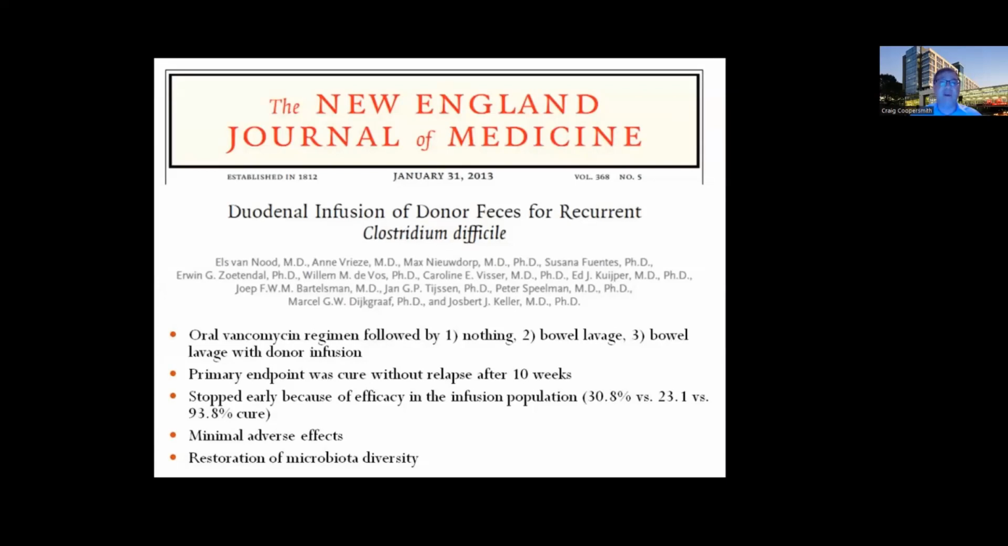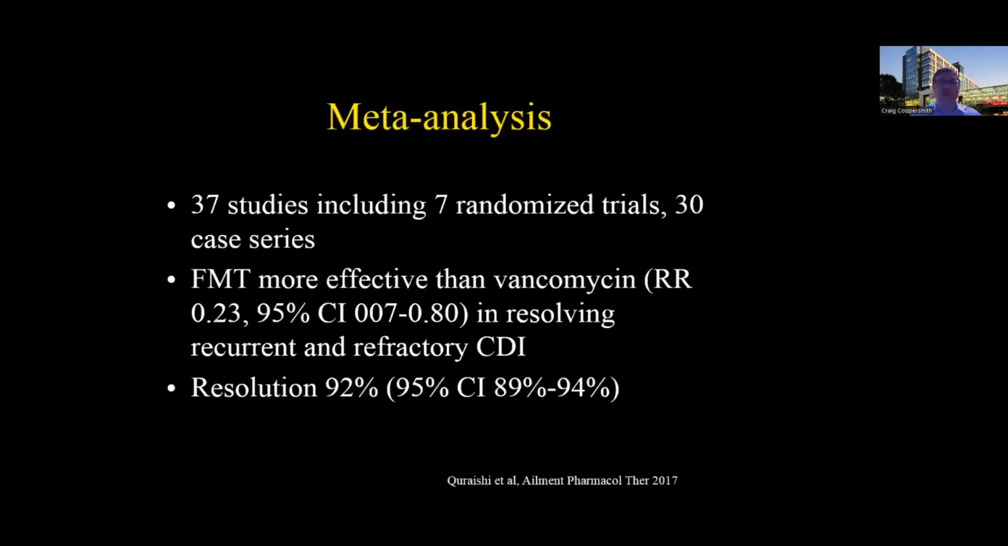And they were treated with either oral vancomycin followed by bowel lavage, or oral vancomycin followed by stool transplant, with the primary endpoint being cure after 10 weeks. And the study was stopped early. This is absolutely remarkable. Efficacy: oral vancomycin, 31%. Vancomycin and bowel lavage, 23%. Oral vancomycin and stool transplant, 94%, with minimal adverse effects and restoration of microbial diversity.